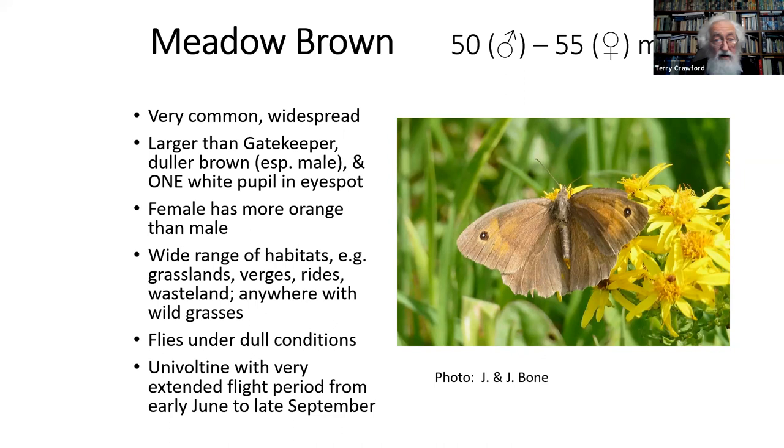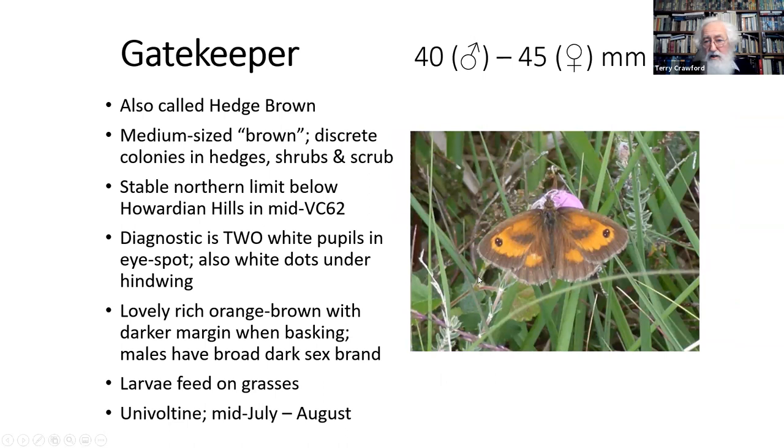Here's the gatekeeper. It's also called the hedge brown. It's a lovely little butterfly. It's got this gorgeous orangey coloration with a nice plain chocolatey brown around the edge, and in the males it's got this brown sex band, and this eye spot at the wing apex, and if you look you can see there's two little white pupils in the eye spot. Now, I have heard people claim they've seen a gatekeeper with only one white pupil. Well, I don't disbelieve them because it's actually a fairly obvious little butterfly, but I think two white spots in the pupil is diagnostic virtually all the time.